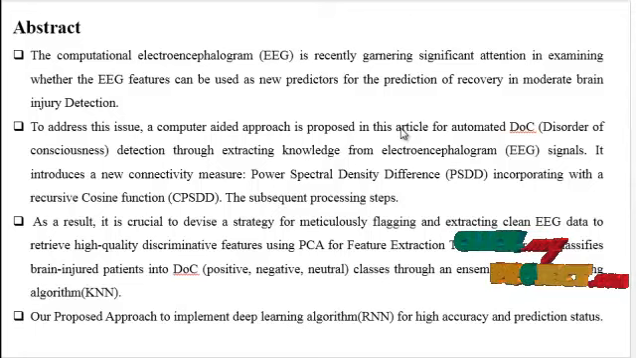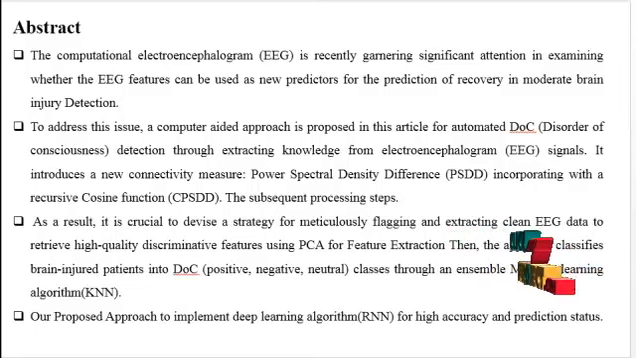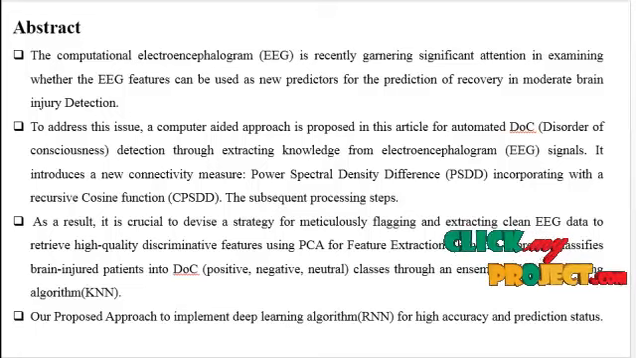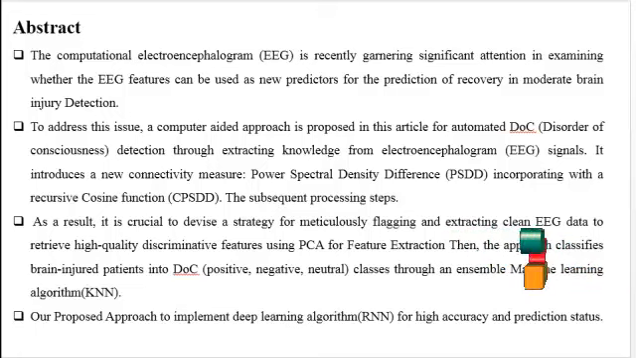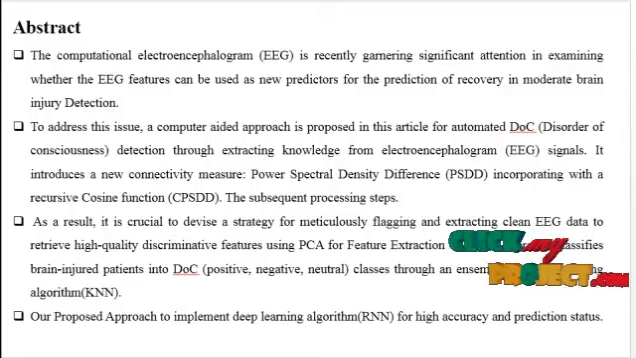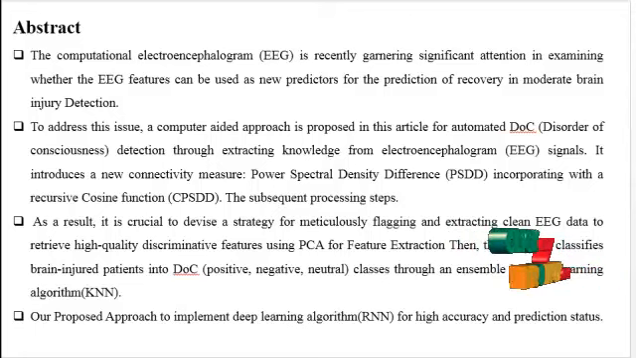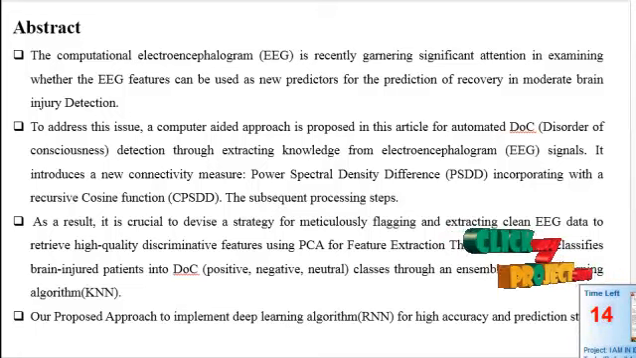Then the approach classifies brain injured patients into DOC positive, negative, and neutral classes through an ensemble machine learning algorithm. Our proposed approach implements a deep learning algorithm, RNN, for high accuracy prediction status. Okay, detecting brain injury using EEG features, that is, brain EEG datasets. The EEG dataset is measured using PSDD and CPSDD functions. Next, the dataset is collected.